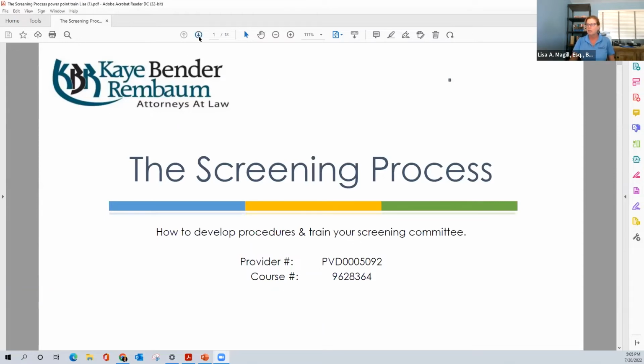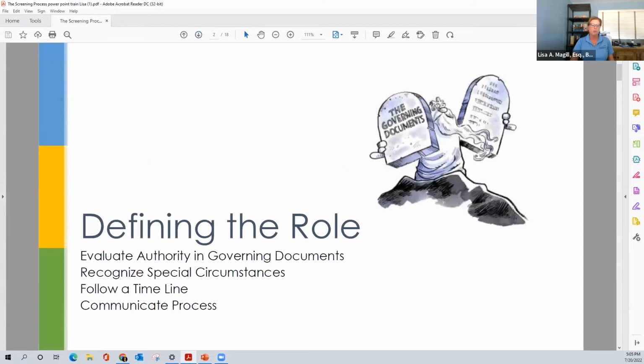So I want to begin by defining the role. Obviously, one of the most important things for you as community leaders and community managers is to identify who's going to actually be serving in the role of the screening committee, whether it's a subset of board members, whether your manager is going to participate, whether you have separate people to do so. And then you have to evaluate the authority in the governing documents.